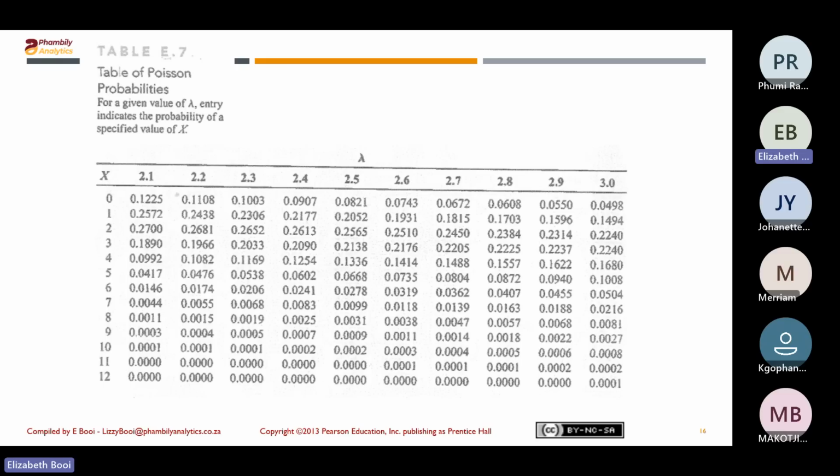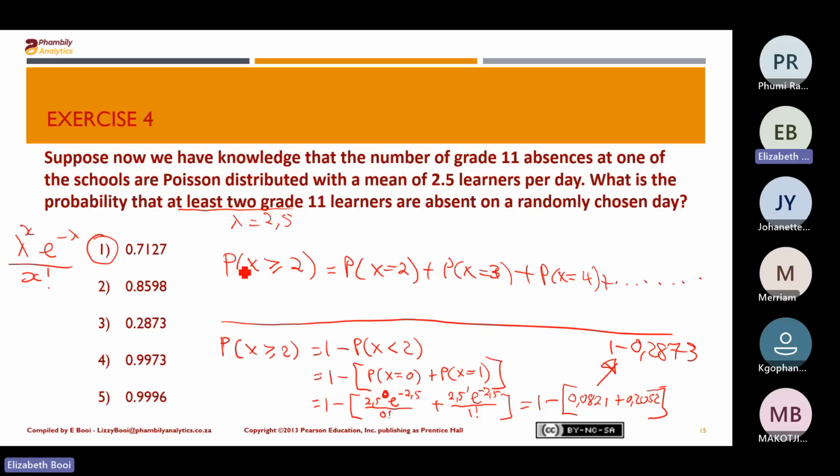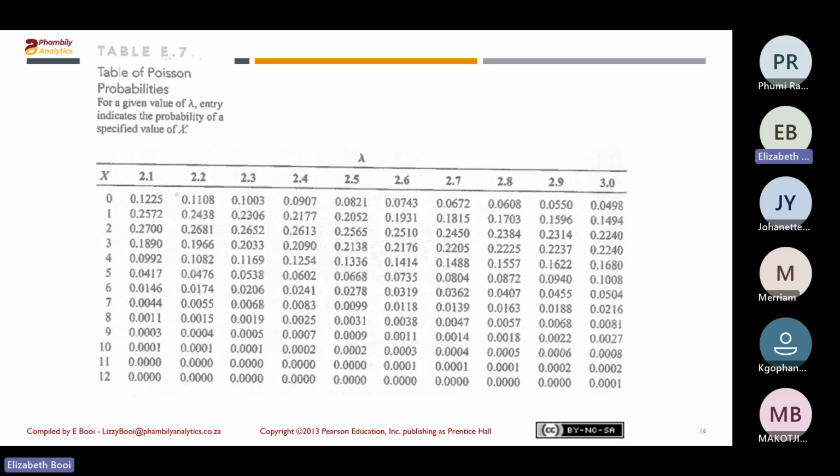Okay, so now, because I've got exposure to a table, it's easy to find my probability. Remember, I said you've got the first choice or the second choice. We can start with the first choice on the table because now I know it ends at 12. So the probability of x greater than or equal to 2 will be the probability of x equals 2 plus the probability of x equals 3, plus, until the probability of x equals 12.